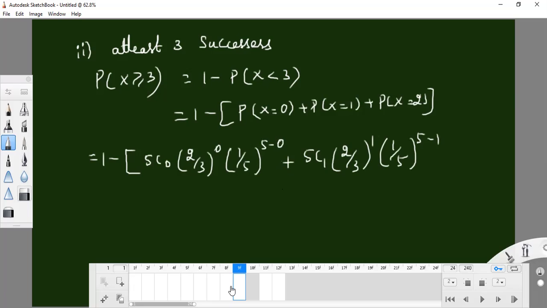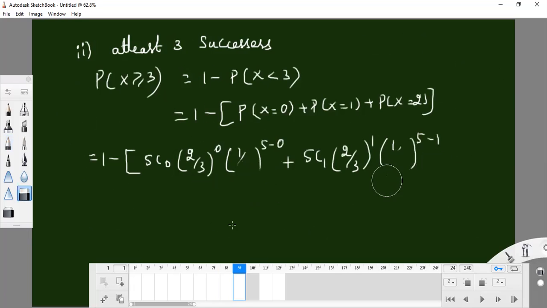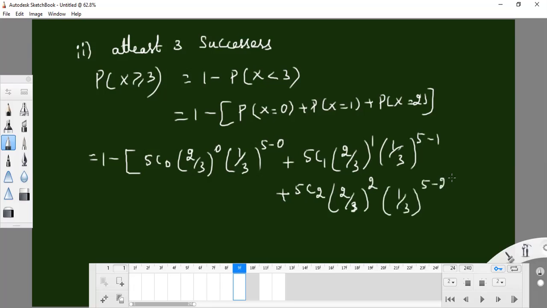The P value is 2 by 3 and the Q value is 1 by 3, plus 5C2 2 by 3 whole power 2 and 1 by 3 the whole power 5 minus 2.